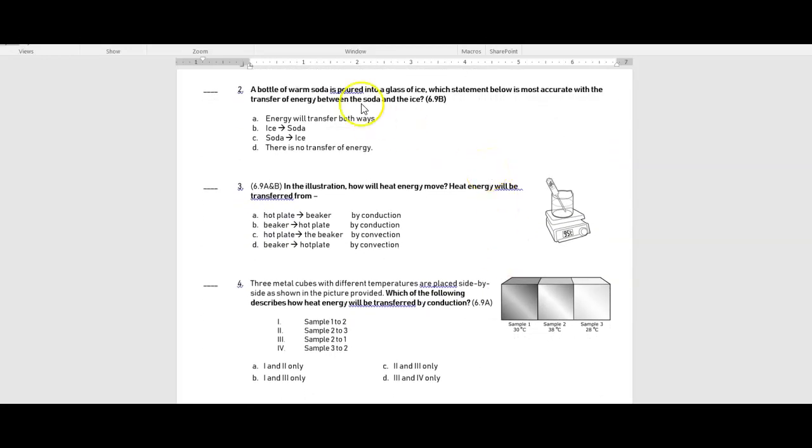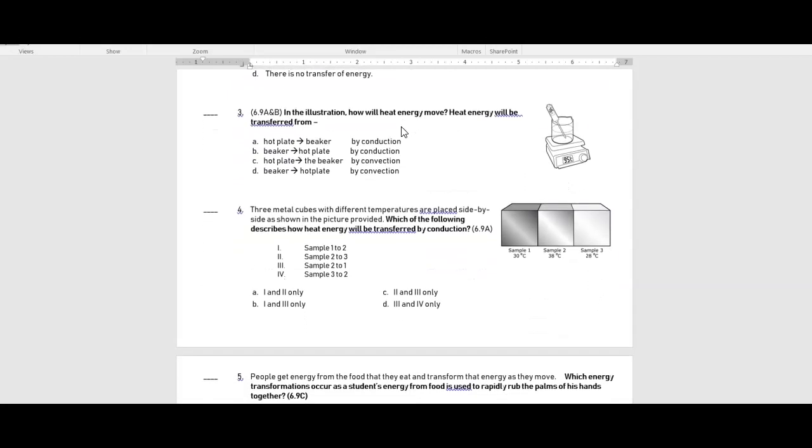Okay, number 2. A bottle of warm soda is poured into a glass of ice. Which statement below is most accurate with the transfer of energy between the soda and the ice? So here is A, energy will transfer both ways. B, energy will transfer from the ice to the soda. C, energy will transfer from the soda to the ice. Or D, there is no transfer of energy. If we have soda and ice in the same cup, which is going to show the appropriate transfer of energy?